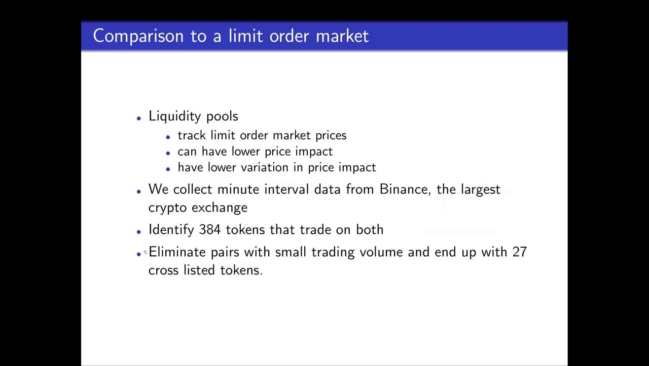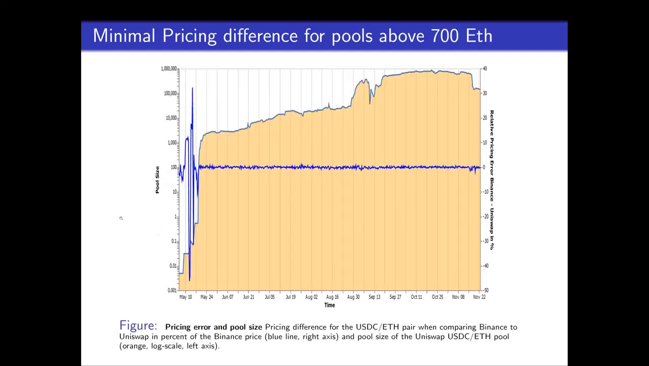So to make a more direct comparison to a limit order market, we look at Binance data, and we look at token pairs that trade both on Binance and on Uniswap. We have to eliminate some because of trading volume issues, and so we ended up with about 27 cross-listed tokens. I want to show you some pictures rather than regression results, which are in the paper.